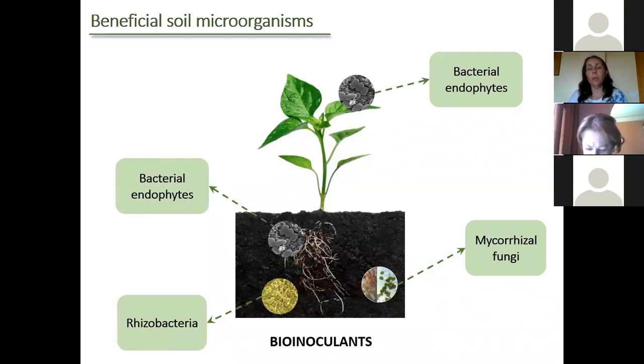However, it's also possible to obtain some beneficial microorganisms from inside plant tissues. In this case, we are talking about bacterial or fungal endophytes. We can also obtain some microorganisms from specialized organs, such as the nodules in leguminous plants. In the case of rhizobacteria and bacterial endophytes, we can also call them plant growth promoting bacteria.